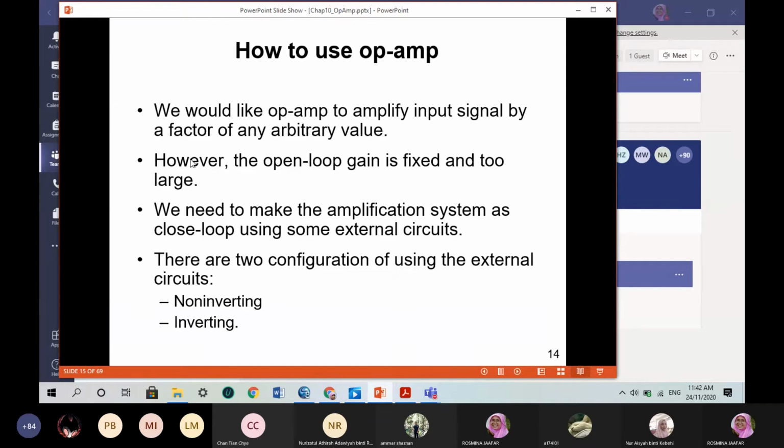How to use the op-amp? We would like our op-amp to amplify the input signal by a factor of an arbitrary value. However, the open loop gain is fixed and it will be too large. We need to make the amplification system a closed loop using some external circuit. There are two configurations of using the external circuit: the op-amp working in the non-inverting arrangement or in the inverting arrangement.